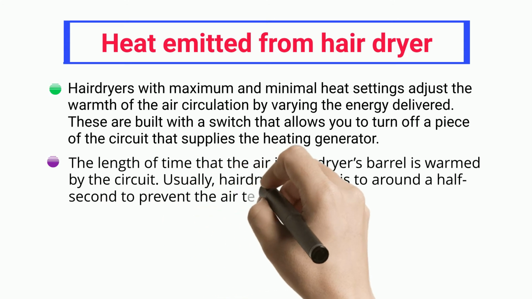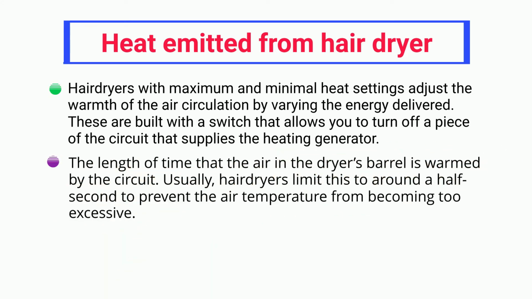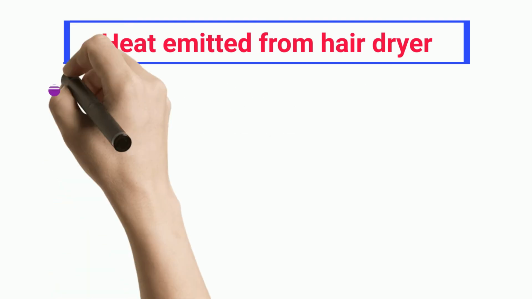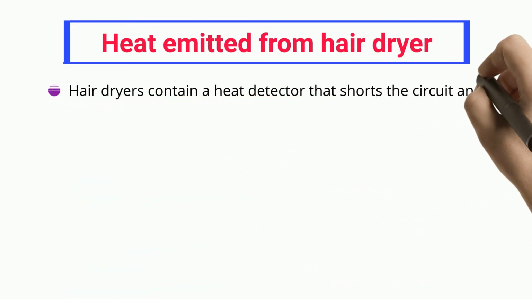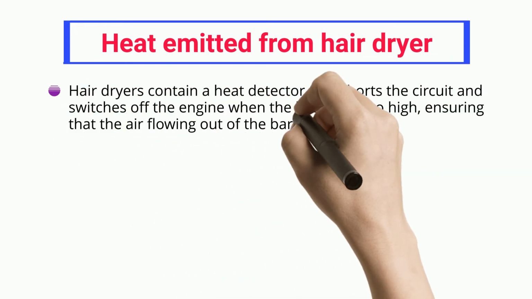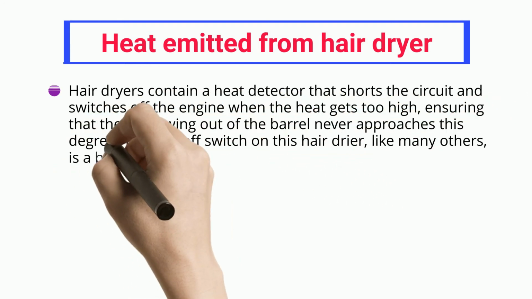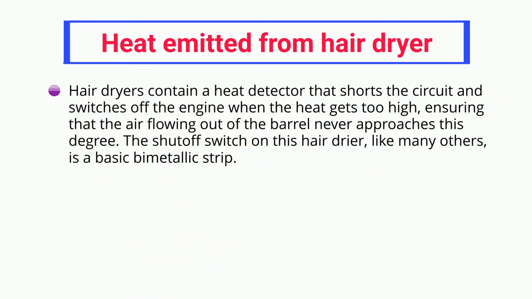Usually, hair dryers limit this to around a half second to prevent the air temperature from becoming too excessive. Hair dryers contain a heat detector that shorts the circuit and switches off the engine when the heat gets too high, ensuring that the air flowing out of the barrel never approaches this degree. The shutoff switch on this hair dryer, like many others, is a basic bimetallic strip.